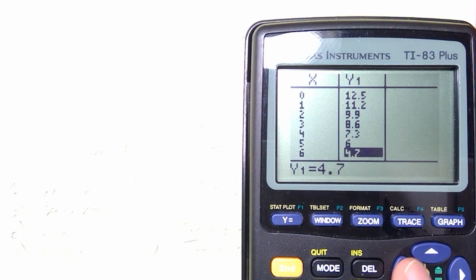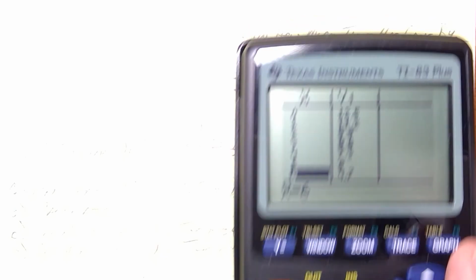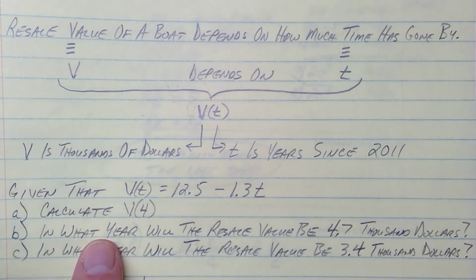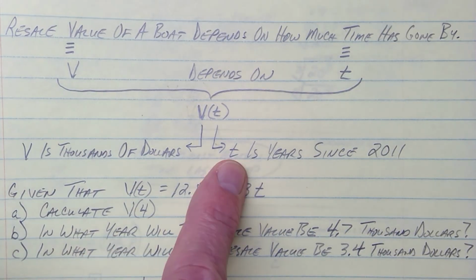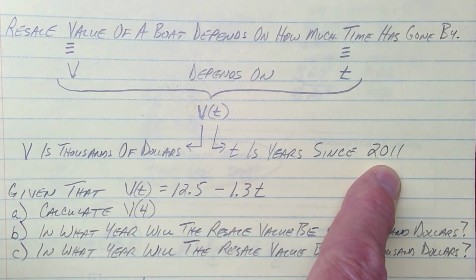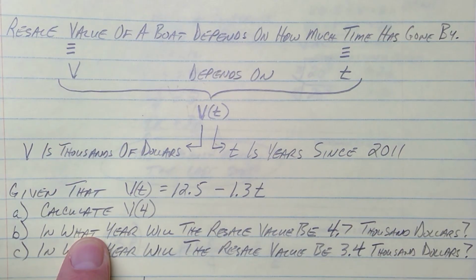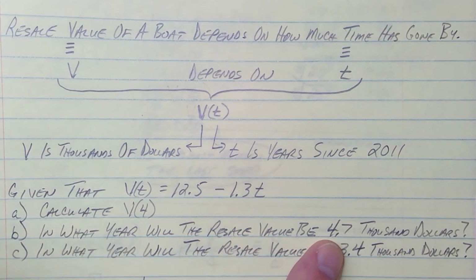There we go, right there. The value is 4.7 after 6 years. Now the question was, what year is that? After 6 years. In what year? Well, the years are the years since 2011. So 6 years later is going to be 2017. So in 2017, the boat will be worth $4,700.